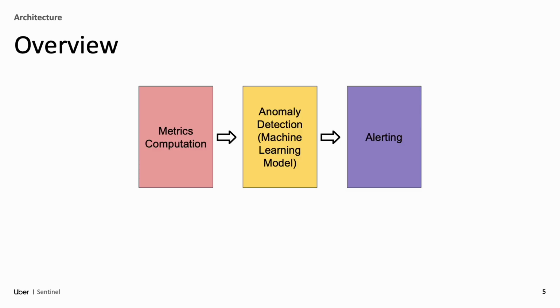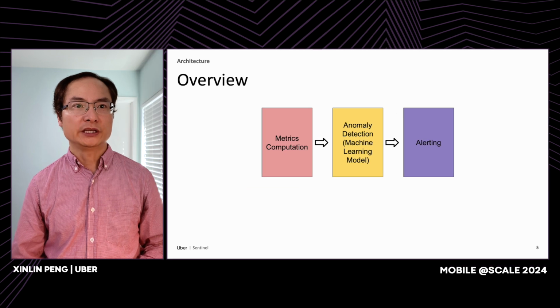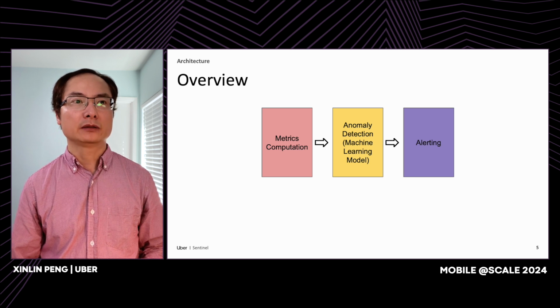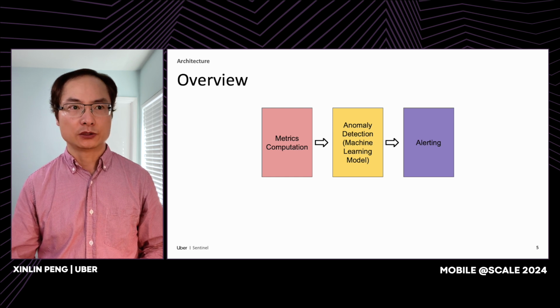On a high level, we have three modules in the system. The metric computation module, where we use mobile analytics to generate real-time conversion rate metrics. The anomaly detection module, which uses a machine learning model to predict thresholds based on historic data. The next is the alerting module, which sends notifications to engineers or product owners when the threshold gets breached.